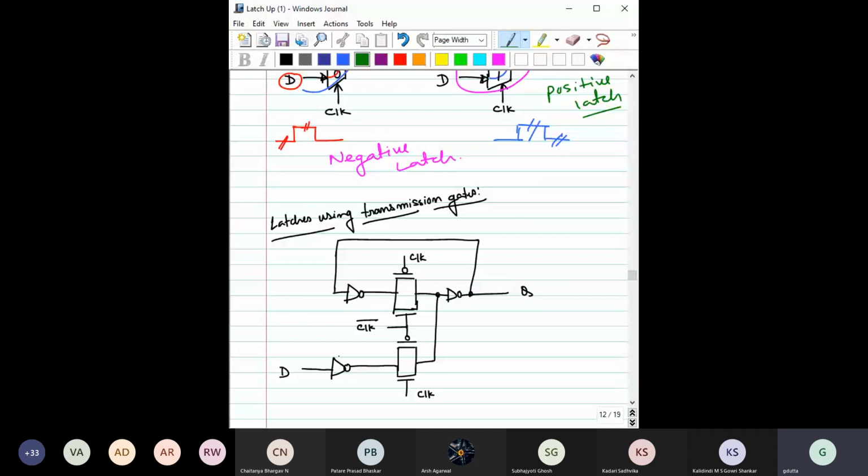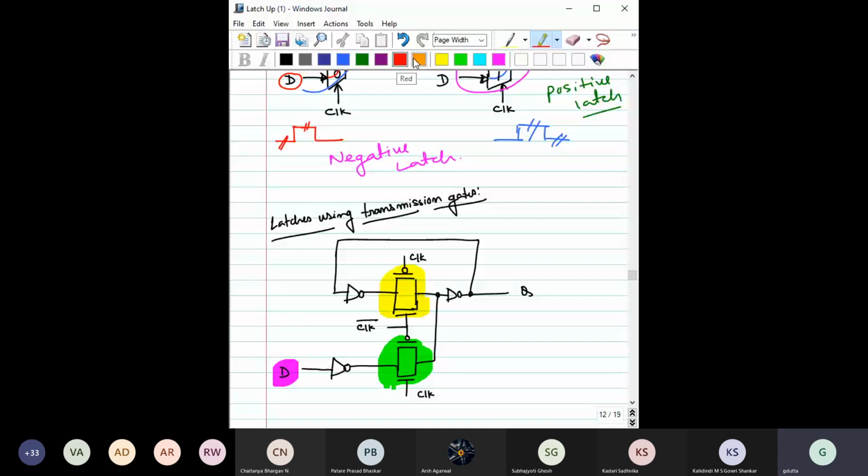This implementation is not difficult actually. If you recall, when we discussed pass transistors and transmission gates, we saw how easy it is to implement a mux using a pass transistor or a transmission gate. So here we are using transmission gates only. You see from here, this is one transmission gate, this is another transmission gate, and this is another transmission gate. Here we have given Q. This is the D input. Okay, let's see what is happening.